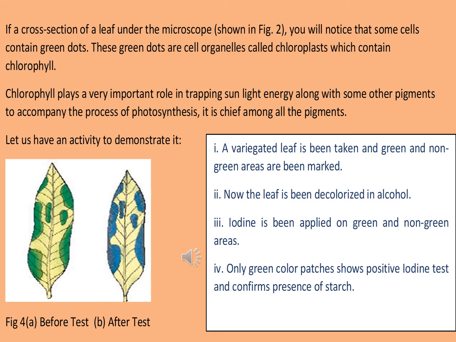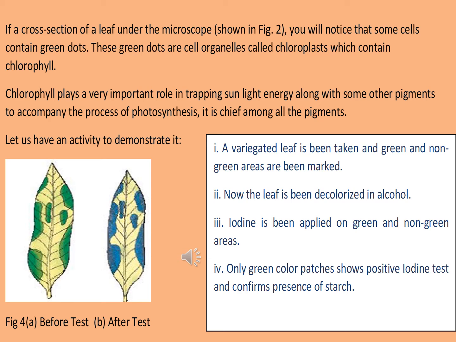If a cross section of a leaf is seen under a microscope, we can see many green dots in them. These dots are actually the chlorophyll pigments. Chlorophyll is a very important compound found in chloroplast, helps in trapping the sunlight and providing the energy to convert carbon dioxide into starch. All these things we have learned in the previous slides.